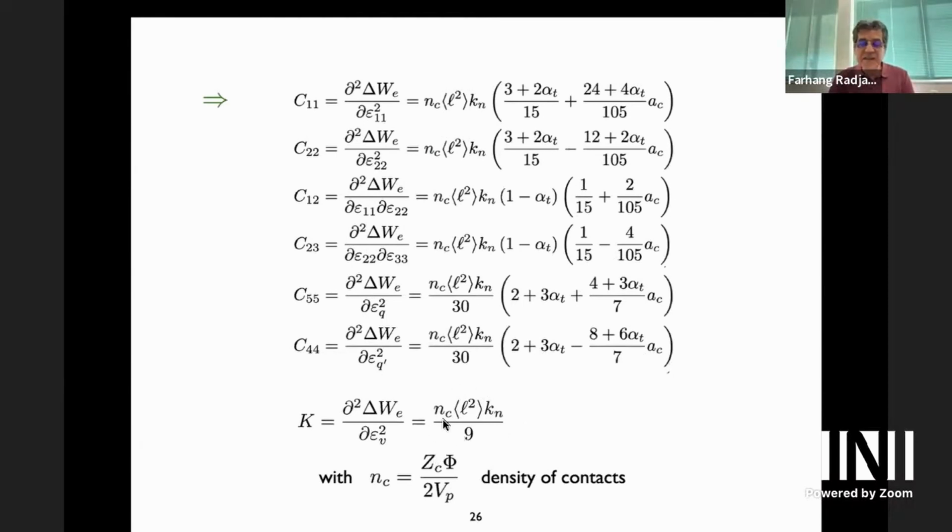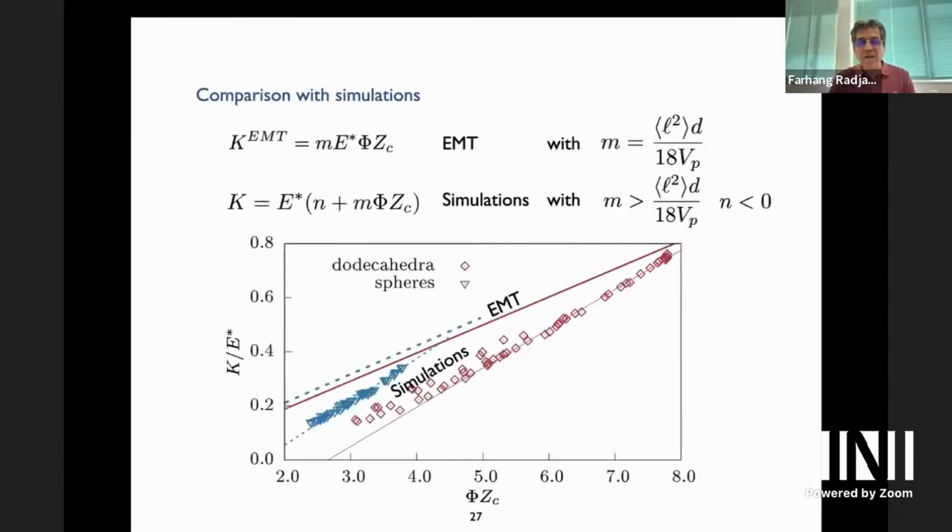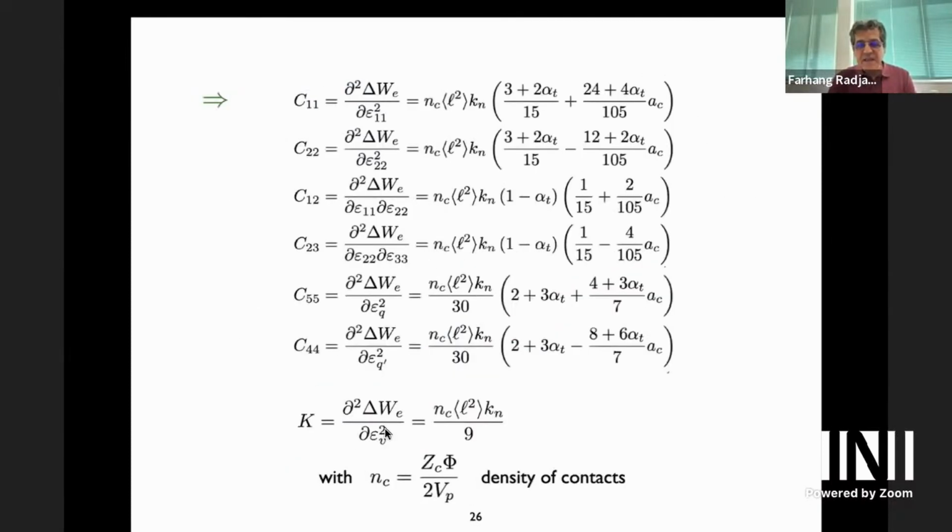We get this expression, which is NC, the density of contacts, multiplied by the average value of the branch vector length squared times the normal stiffness divided by 9. This is a classical result, which is obtained for isotropic packing. So the expression of K according to EMT is the same as in an anisotropic packing. So the expression that we get for K here is simply proportional to NC, but NC can be written like this. NC is ZC times phi divided by the average volume of the particle.